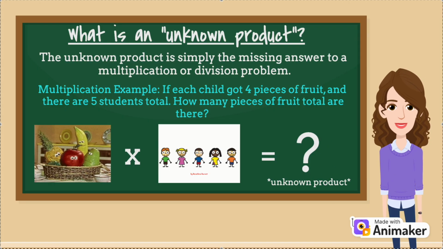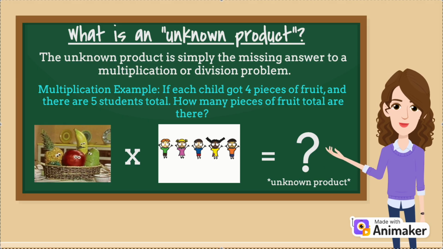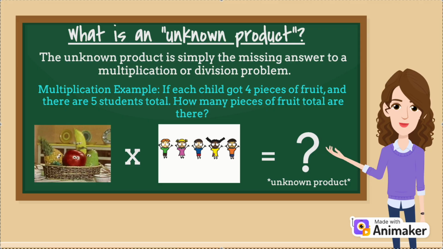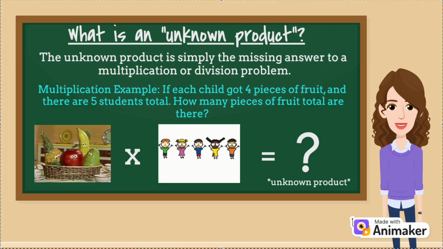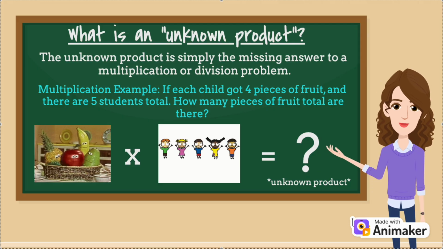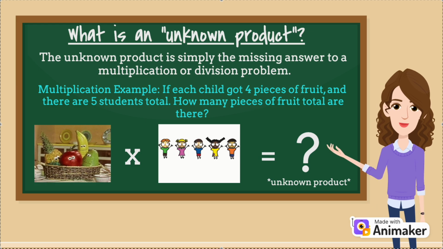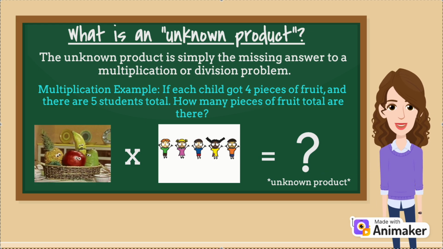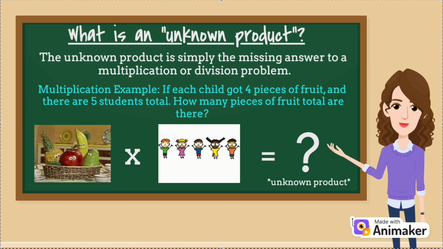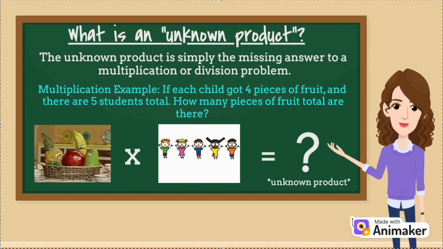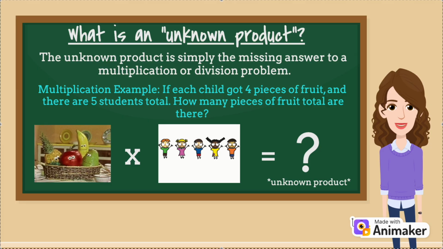So, when you multiply two numbers, the factors, the answer you get is called the product. And when that answer is missing, we use a variable such as the letter X or the question mark that I have on the screen to hold its place. That variable is then known as the unknown product. It's simply just the missing part of the equation.